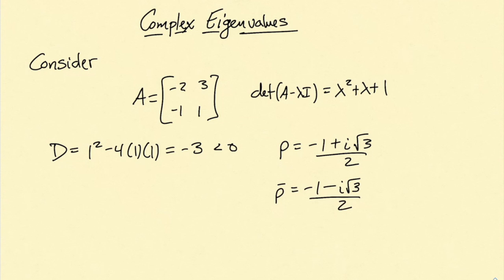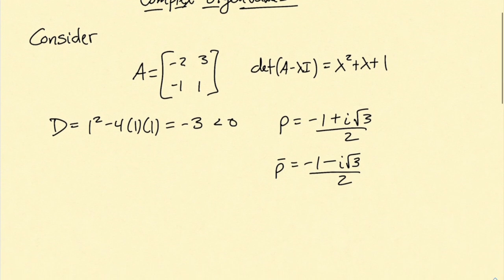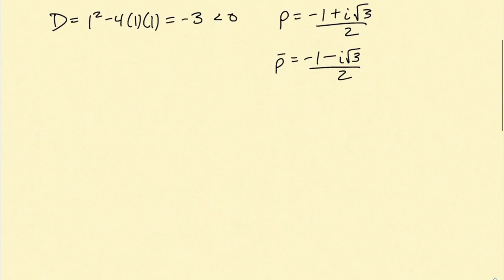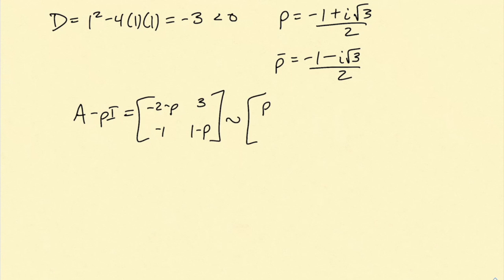complex conjugate of rho. So last time, our observations tell us we should expect this matrix to encode multiplication by one of these eigenvalues. To start out, we're going to compute the eigenspace E rho, just as if rho were a real number. So we'll take the matrix A minus rho I, and we can see that this is equivalent to 1 minus rho, rho plus 2 minus 3.